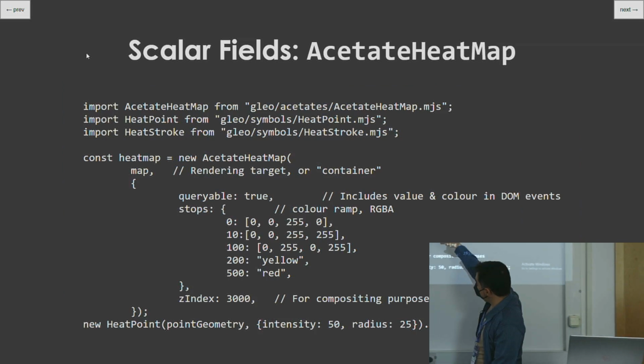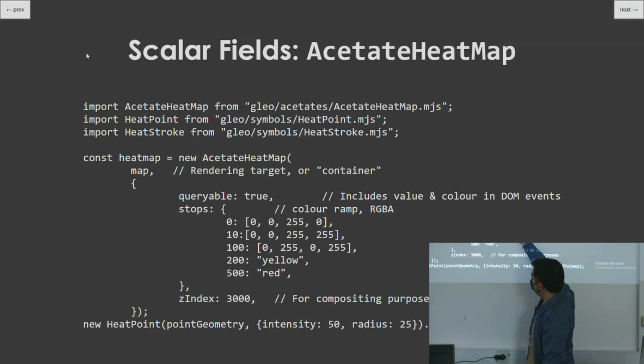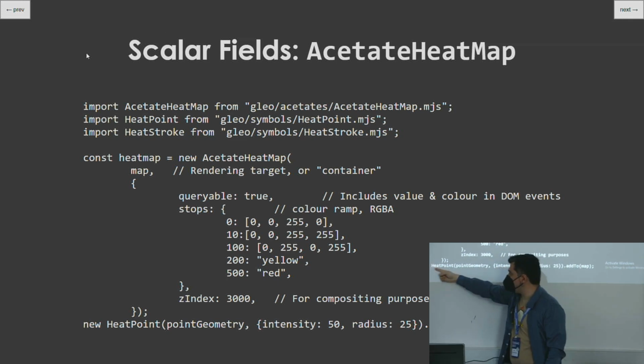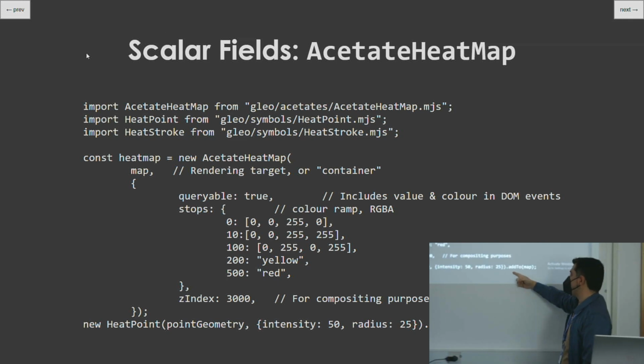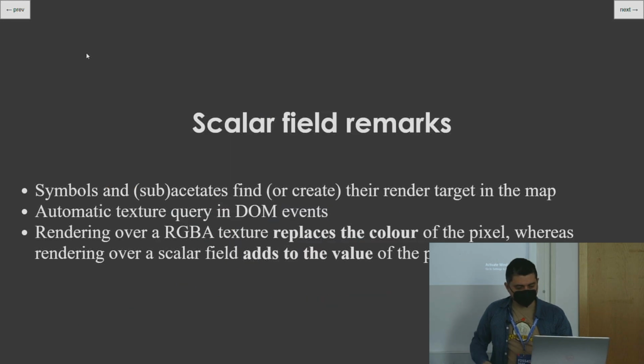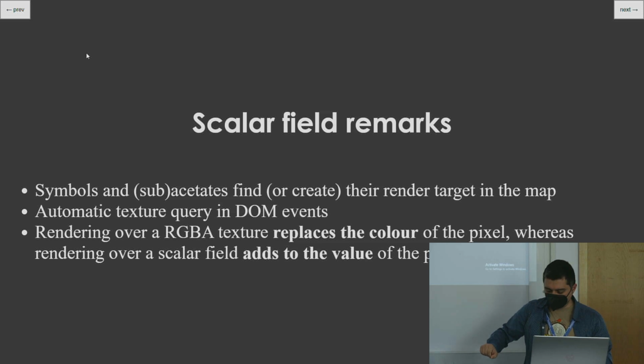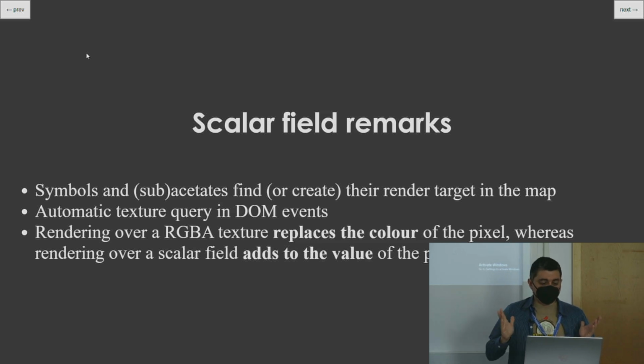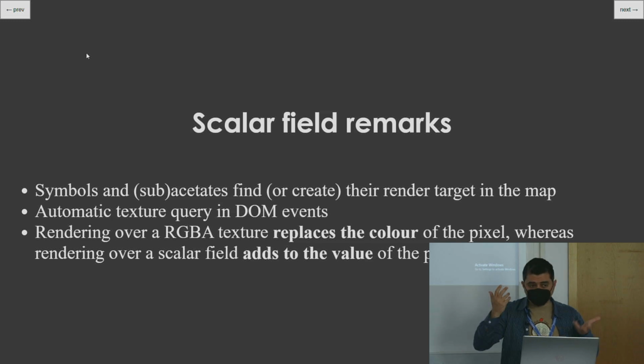How do you do it? You explicitly create the acetate, you give the color ramp, and then you create the heat point intensity, you add it to the map, and when you add it to the map, it will automatically find its way to the correct opacity, etc., etc. It works. It's nice. It's automatic. I'm trying to make this easy to code, so you don't have to worry about all the details if possible.